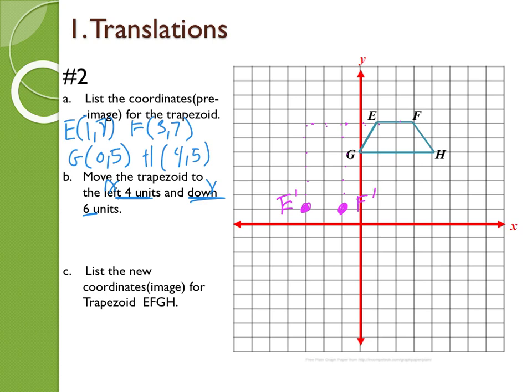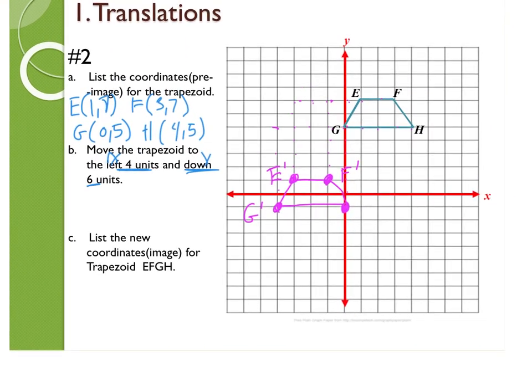F prime. G, I'm on the left 4, sorry: 1, 2, 3, 4, and down 6: 1, 2, 3, 4, 5, 6. G prime. H, I'm gonna move to the left 4: 1, 2, 3, 4. Down 6: 1, 2, 3, 4, 5, 6. Connect my trapezoid.